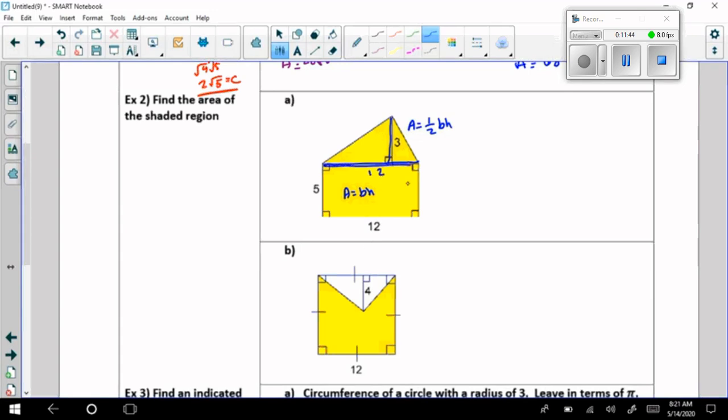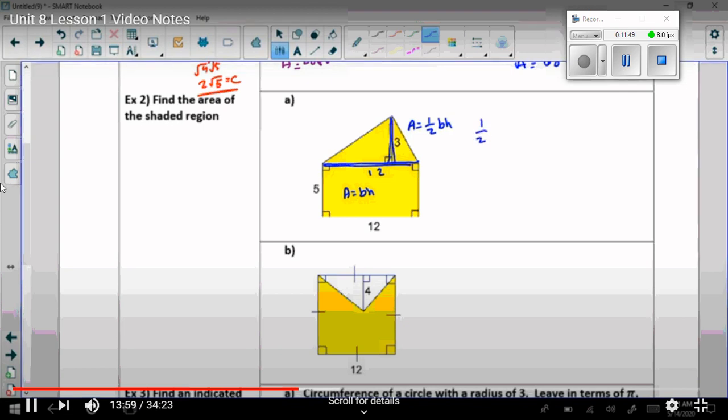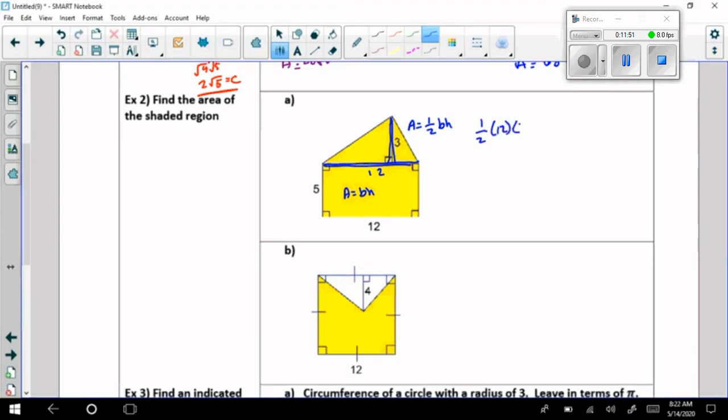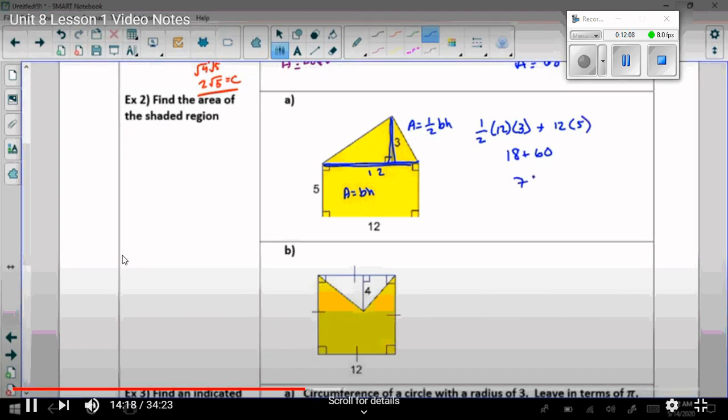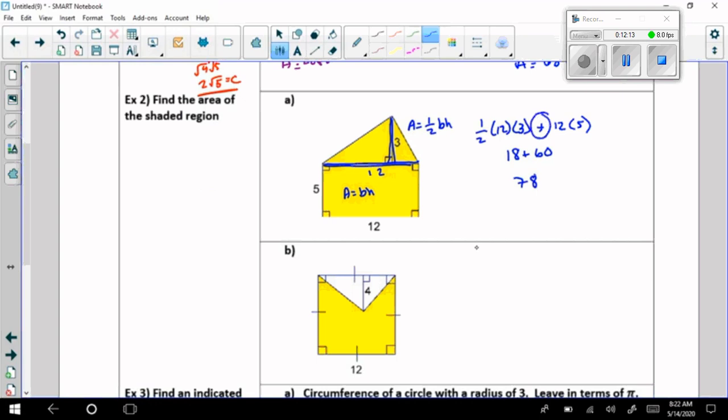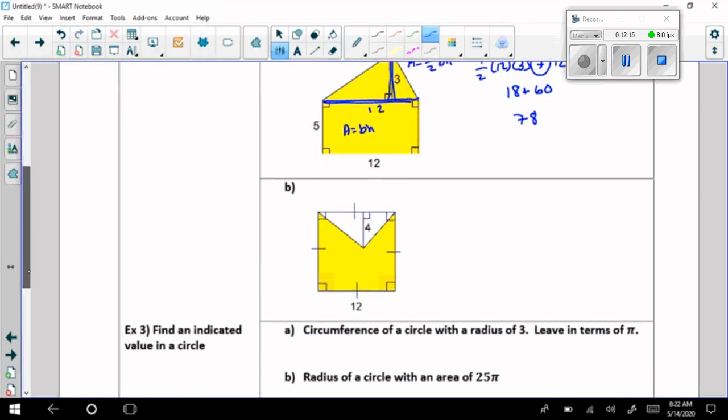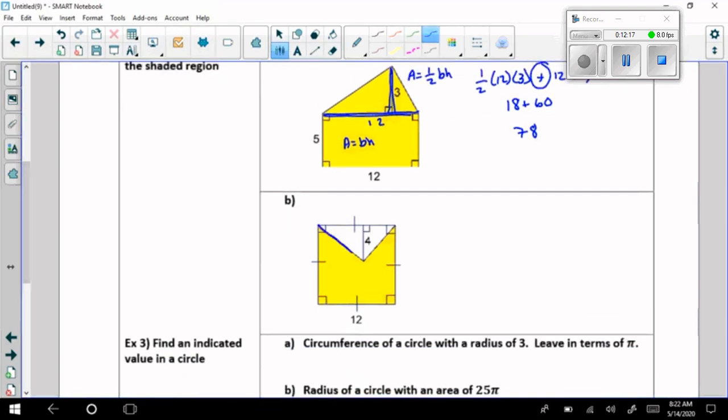For the rectangle, we're just going to calculate that. And for the triangle, excuse me. So 1/2 times 12 times 3, and then add 12 times 5 for the area of the rectangle. So 18 plus 60 is 78. Again, no units. So that should say units squared. I forgot my label on that one.